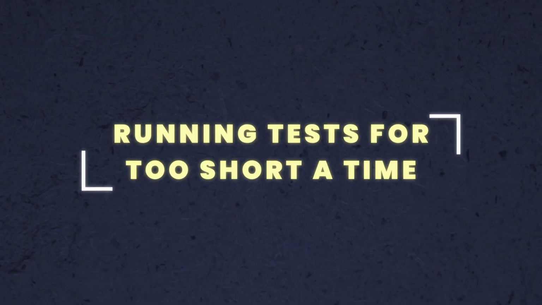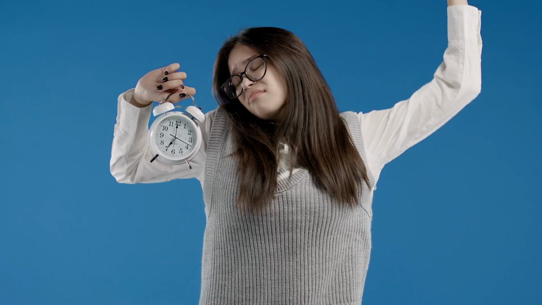Running tests for too short a time. Running tests for too short a time is a common mistake in A/B testing. When tests are not conducted for a significant enough time, the sample size may be too small to draw a reliable conclusion. This can lead to inaccurate results and undermine the effectiveness of your marketing efforts. Imagine you run an A/B test on the headline of a landing page for a software product. You create two variations, variation A and variation B.